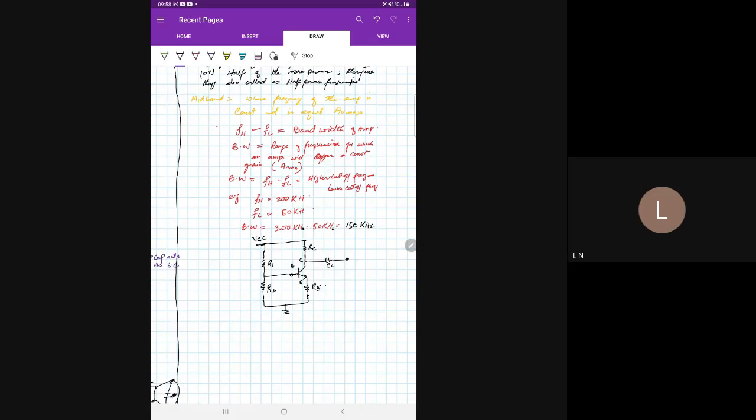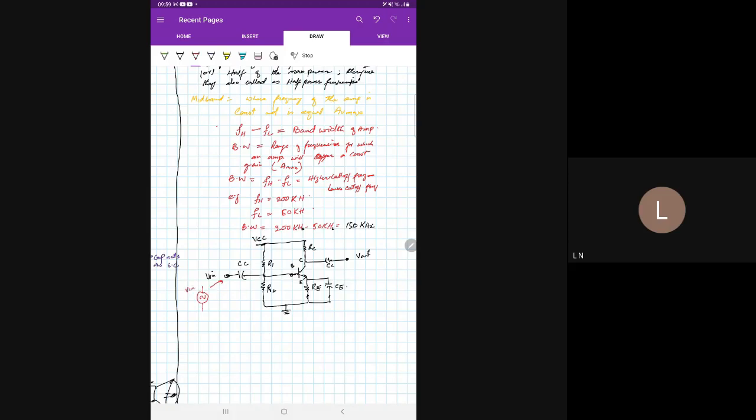This is the emitter, and this is the base. This is V output here. Similarly, we have a coupling capacitor at the input, and this is V input. We have already seen the coupling capacitor in our previous lecture. We also have a bypass capacitor here, which is CE. So this is a complete amplifier. Here you have an input source, an AC source.